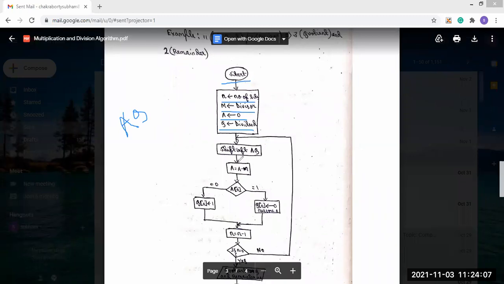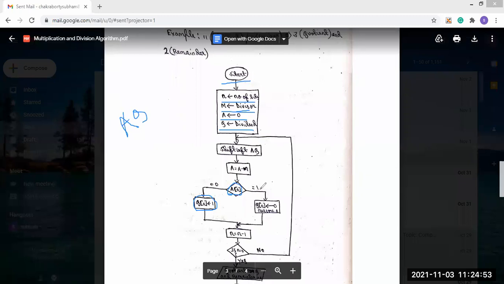After performing the left shift, we will do A equal to A minus M. So the accumulator equals the value stored in the accumulator minus M, where M is the divisor. Then after we get the value, we check the value of the nth bit in A. If it is 0, then Q0 is set to 1.